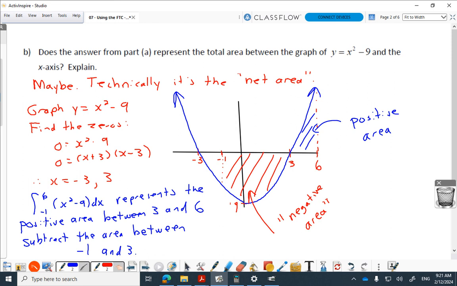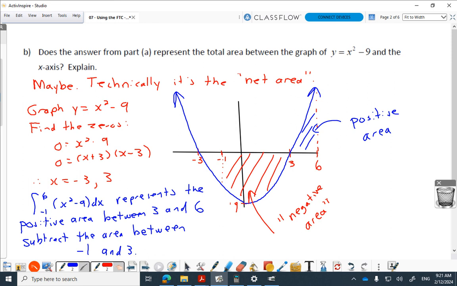If we want the area, math people are like, I don't care about your little energy problems. I don't care about your little displacement problems. I want area. And next chapter, we're going to want volume. But don't let that scare you right now. I don't want negative volume, positive volume. I want the actual area here.